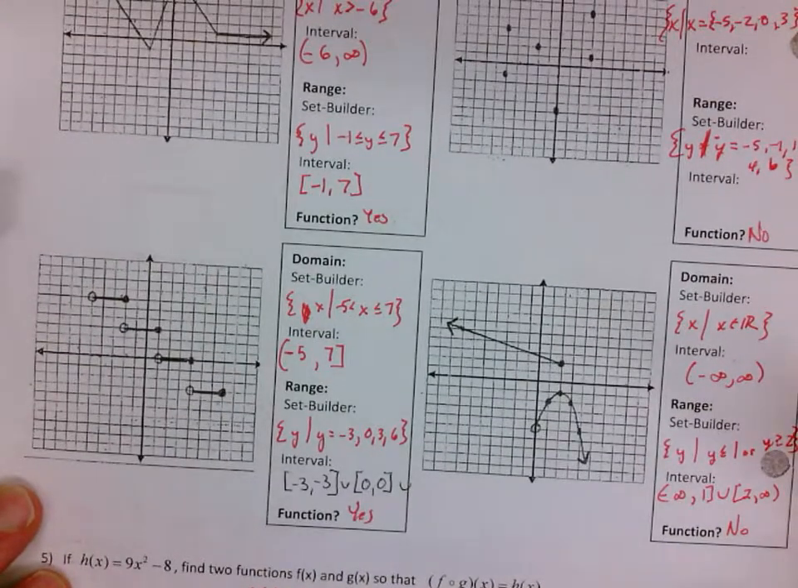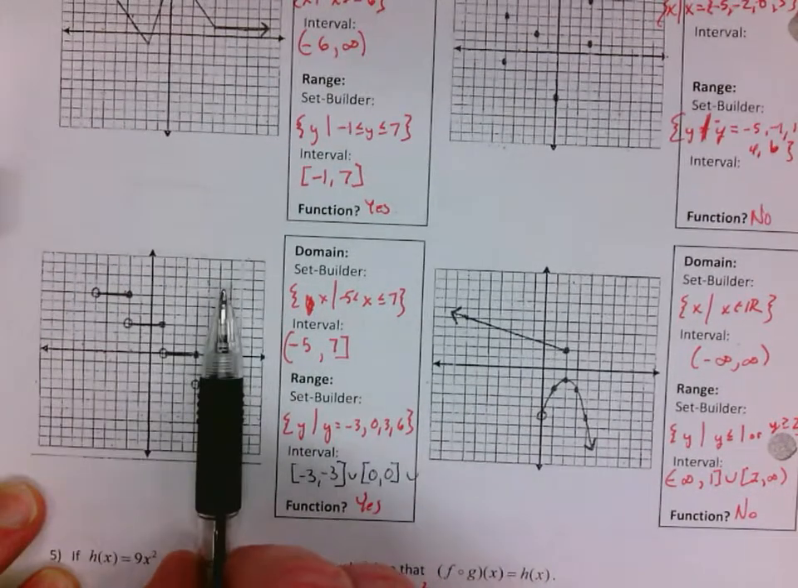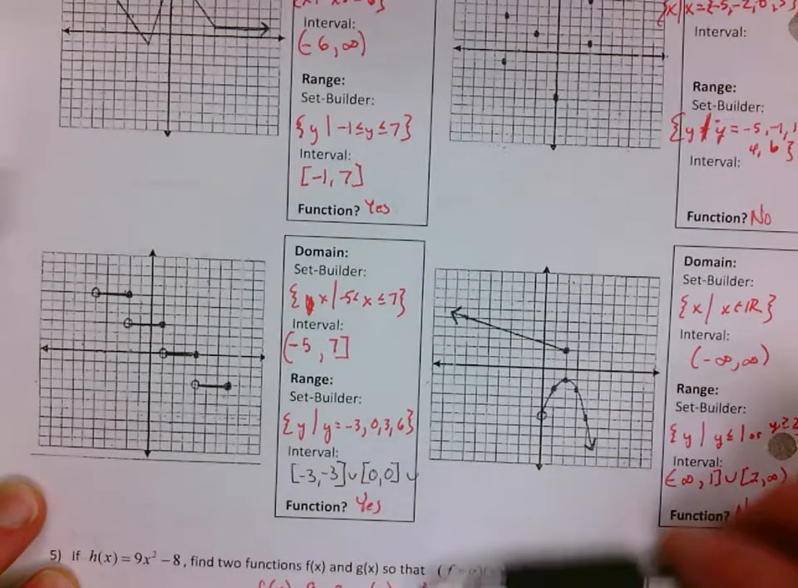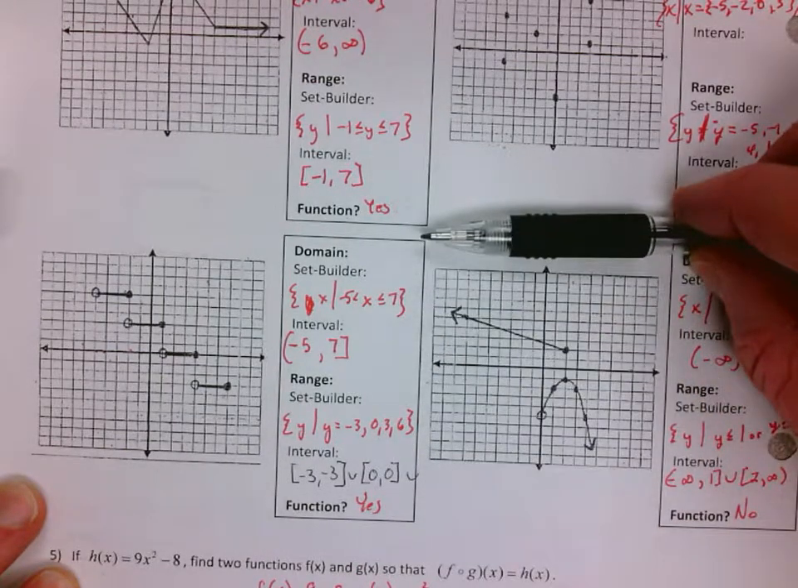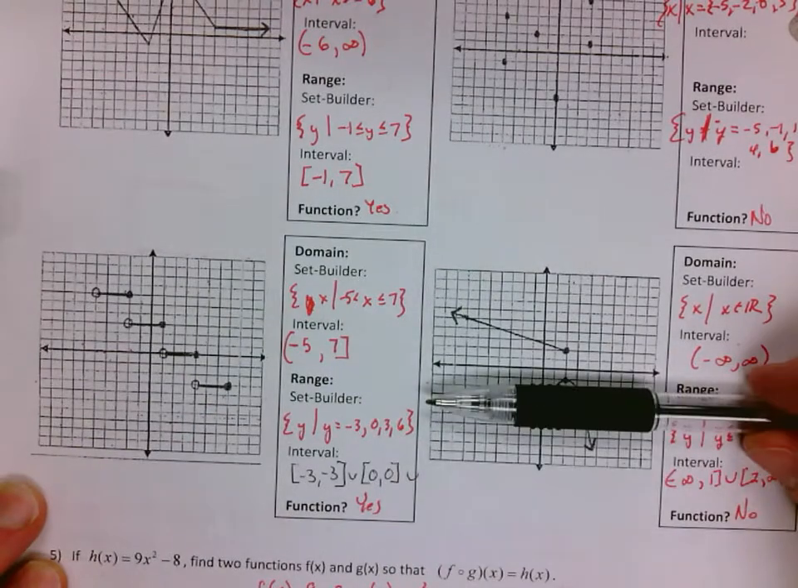Left to right, domain and range. See if you have to pick up your pencil to know if it's not a function. Bottom to top for the range, left to right for the domain. So we had to pick up our pencil here, so there's an or value.